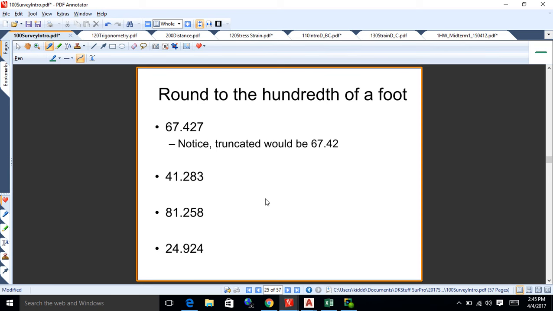So if you round 67.427 to the hundredth of a foot, what are you going to get? You want to mark what you're rounding to. The hundredth of a foot is there. Look at the digit after that. If it's five or greater, round up. Less than five, round down. So that's greater, isn't it? 67.43. Good with that? Now, do y'all know what I mean by truncating? Truncating means just cut off the last number. That would be 67.42. That's wrong, okay? In this class, that'll be wrong to do.